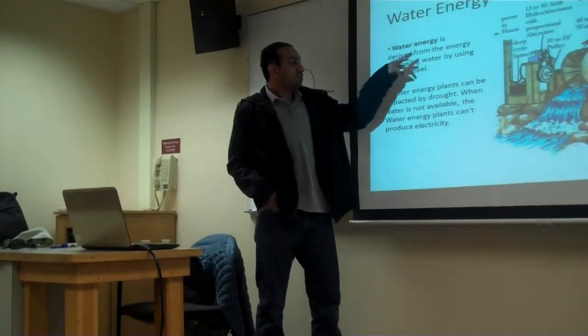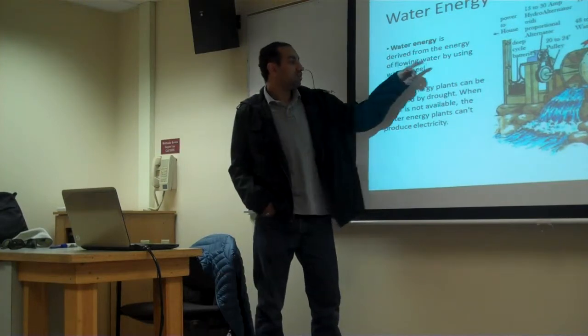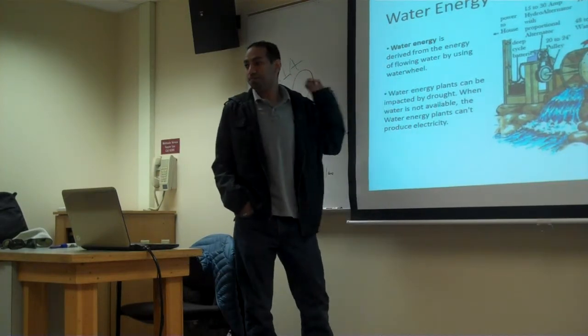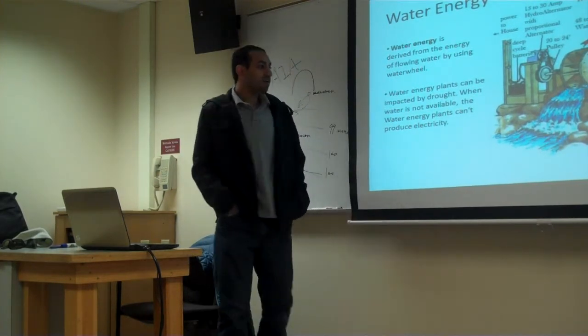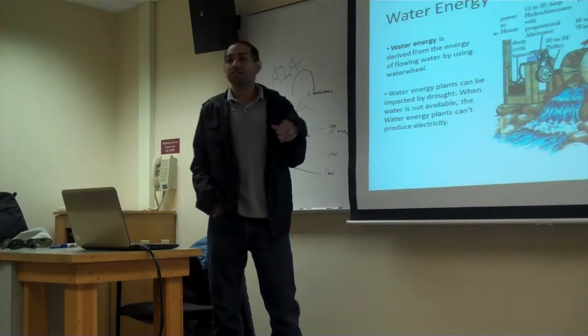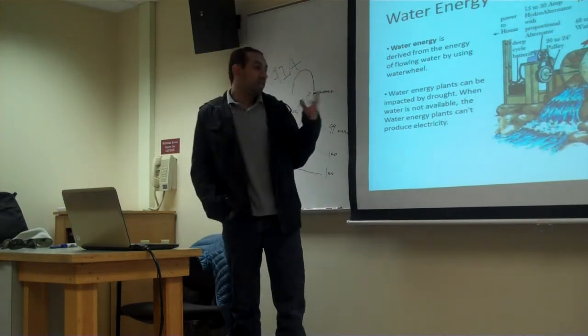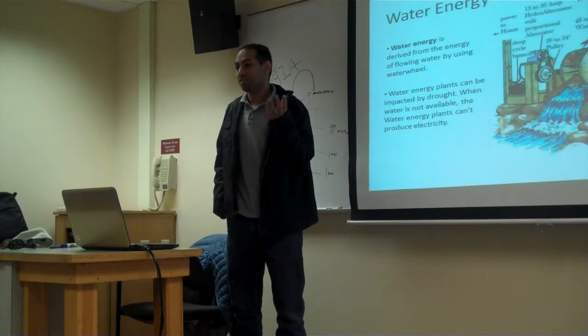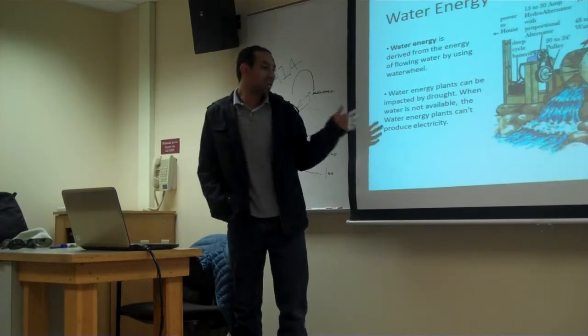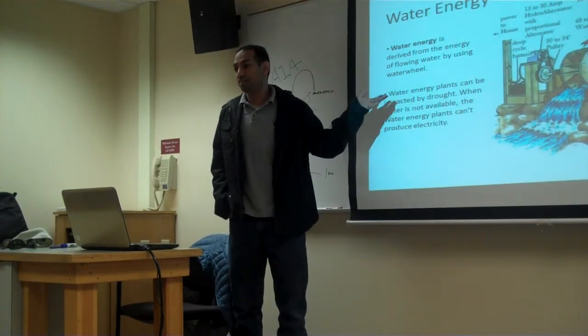Water energy is derived from the energy of flowing water by using a water wheel. But a water energy plant can be affected by the loss of water. If there is no water, we cannot produce the electricity. This is the disadvantage of this method.